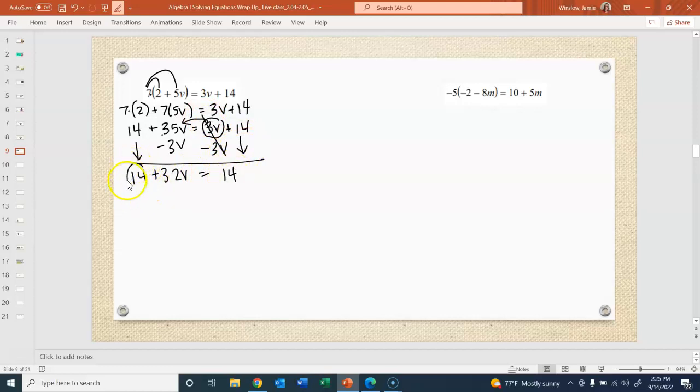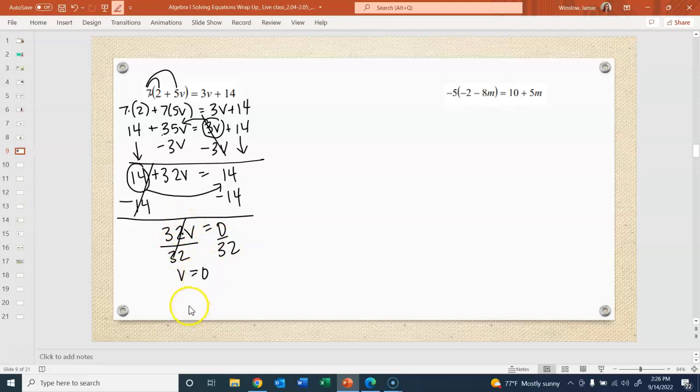Now we want to get the numbers together. We're still combining like terms. So we'll subtract this 14. And you get 32v equals 0. Last step, this is a number times a letter, right? So remember the inverse or the opposite of multiplication is division. We know 0 divided by anything is 0.